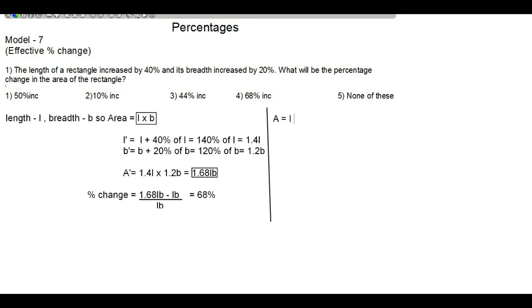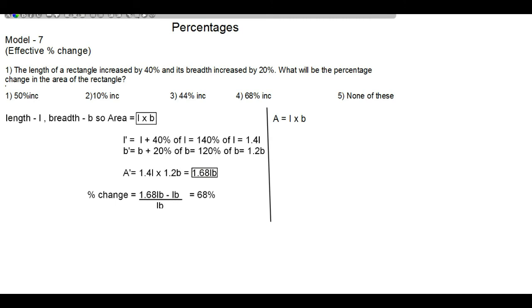The area of a rectangle is L into B. That means the area of a rectangle is dependent on length and breadth. So as and when the length increases or decreases, the area will also increase or decrease respectively. Similarly, as and when the breadth increases or decreases, the area will be increasing or decreasing respectively. That means very clearly the area is dependent on change in length as well as the change in breadth.